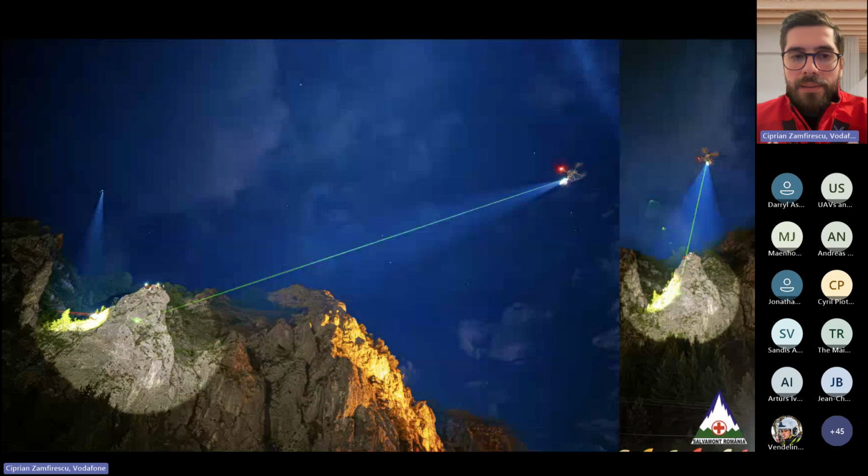So here we have the rescuers. We have another drone that is spotlighting in Nadir in order to illuminate the scene, and the other drone is using the laser in order to point directly through the path that was chosen by the dispatch center for the rescuers to intervene.